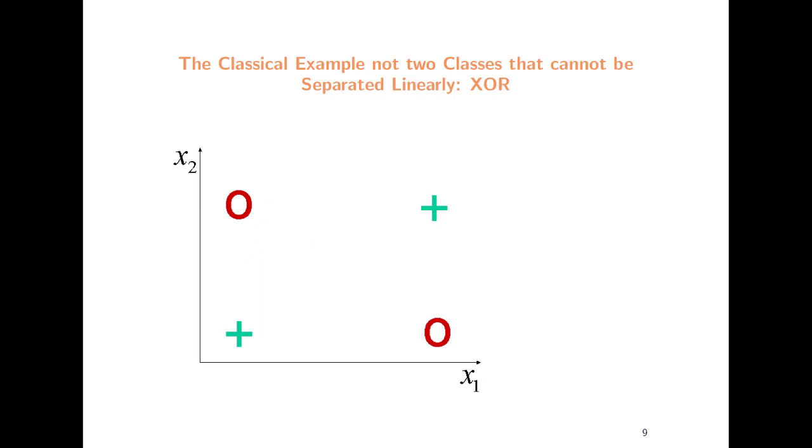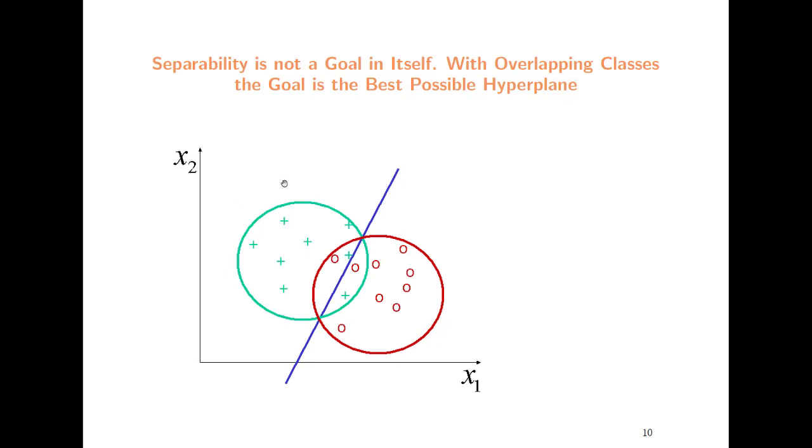This is the classical example which we have discussed, where the two classes cannot be separated. You cannot place a linear hyperplane here anywhere that would separate the greens from the reds. But, and this is something important also to learn, separability is not a goal in itself.